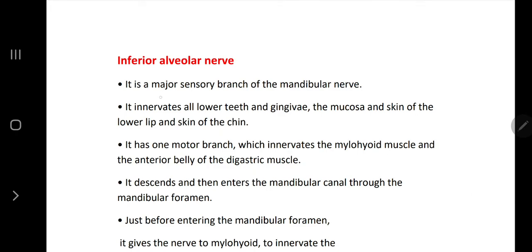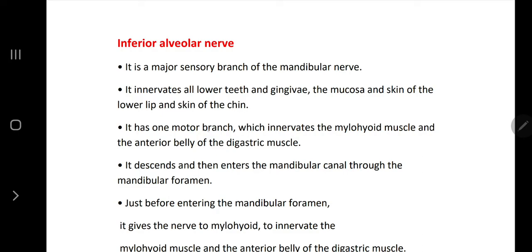Inferior alveolar nerve. It is a major sensory branch of the mandibular nerve. It innervates all lower teeth and gingiva, the mucosa of the lower lip, and the skin of the chin.